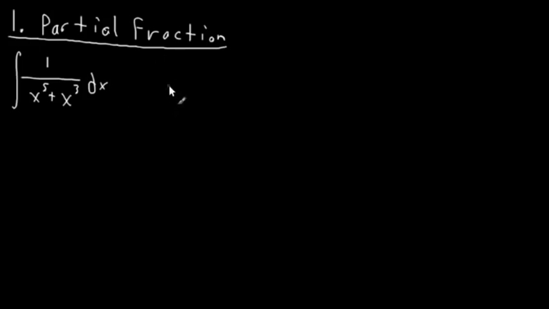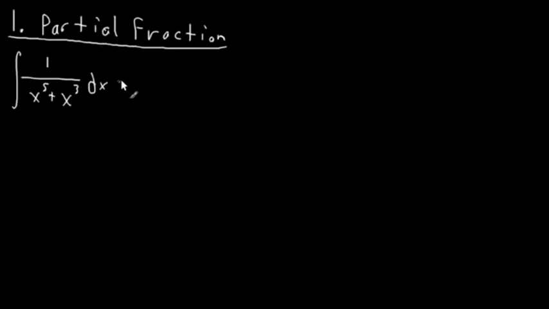actually have good quality. So anyways, we're going to integrate 1 over x to the 5th plus x cubed in two ways. The first one will be partial fractions, which is the expected way because we can factor this in the way I'm about to show you. And the second way, I'll let you see that in the next video. So in this video, we'll only do partial fractions.